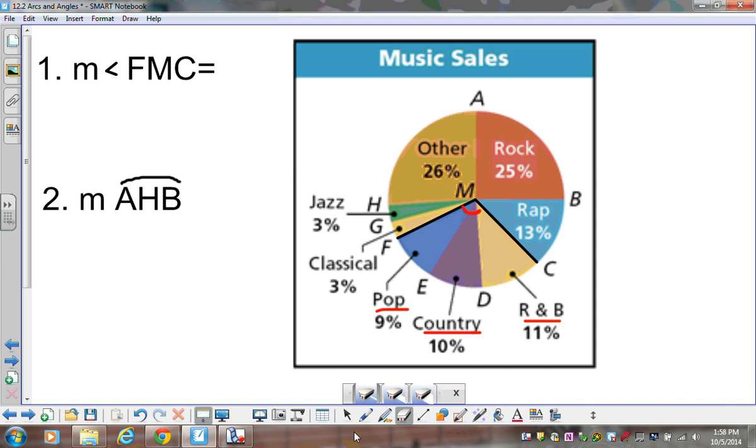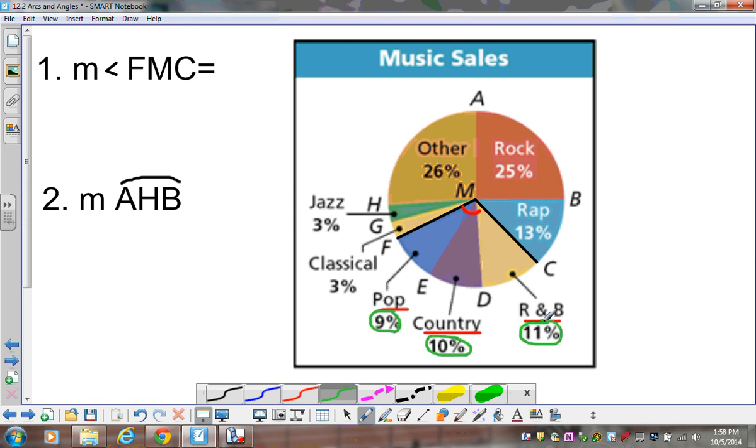All right, now before we do anything, if you notice, just like the last problem, we have percentages again. All right, if we're going to try to find the measure of the angle, we've actually got to convert these percentages to degree measures. All right, so this will give me the measure of each arc, if I can add those together, that'll give me the measure of the intercepted or the central angle. There we go. Central angle as well. So we're going to have my 9%. Let's go through. So we got my pop, 9%, my country at 10%, and my R&B is at 11%.